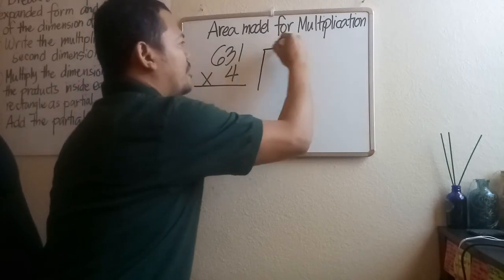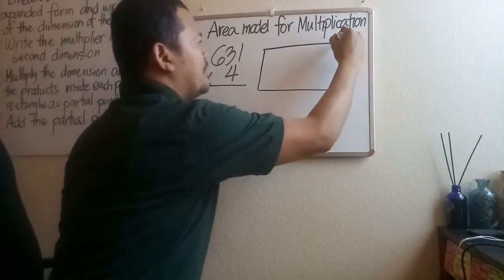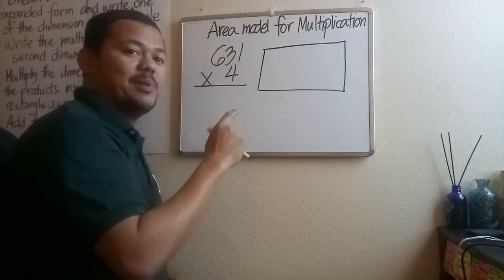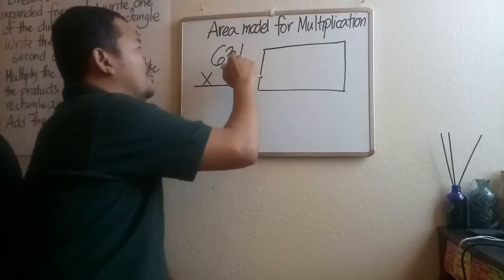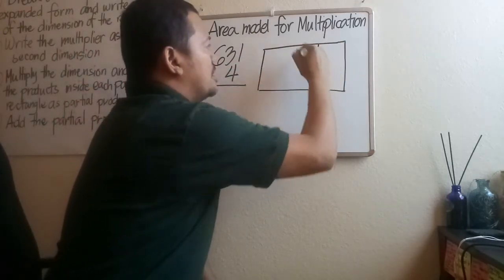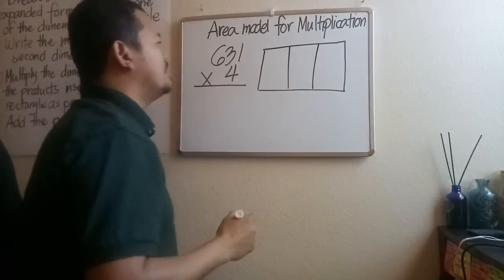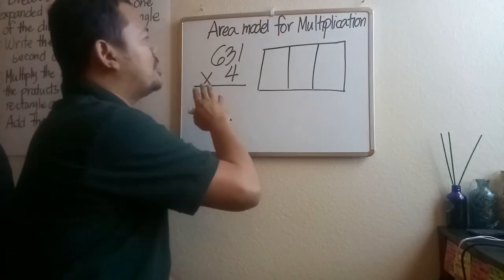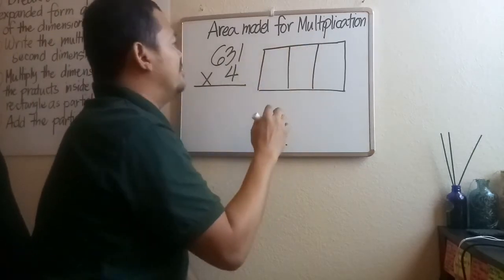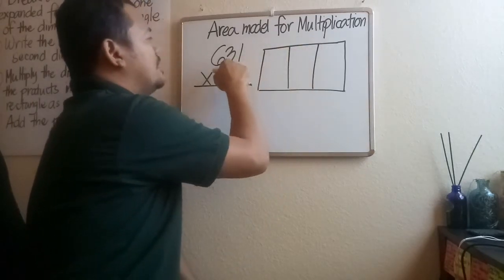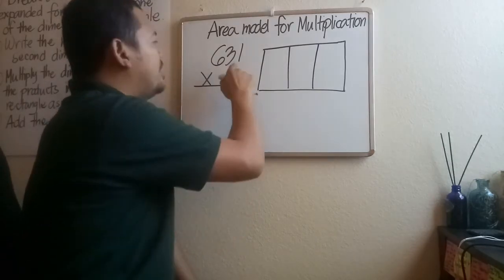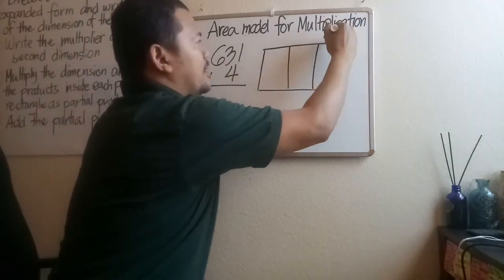So we're going to draw a rectangular model right here. And let us divide them into how many place values do we have for our multiplicand? Ones, tens, hundreds. So we got 3. Then we are going to expand them according to their place value. What number is in the ones place value? We got here 1. So right here 1.